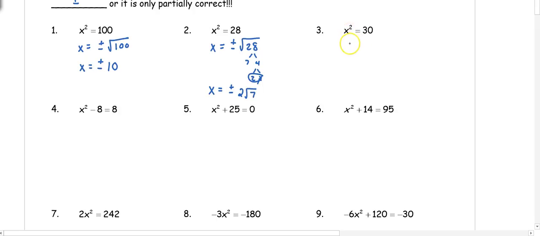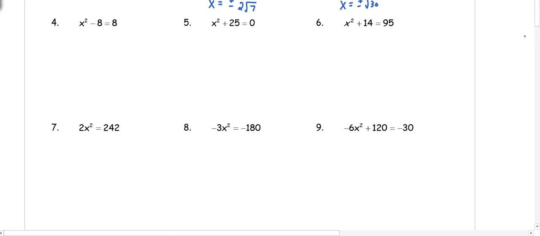Number 3, I take the square root of both sides, so I get x equals plus or minus the square root of 30. 30 breaks down to 5 and 6, so there's no pairs because 6 breaks down to 2 and 3. So I have no pairs, so I'm just going to leave it as x equals plus or minus the square root of 30 because it's already simplified.